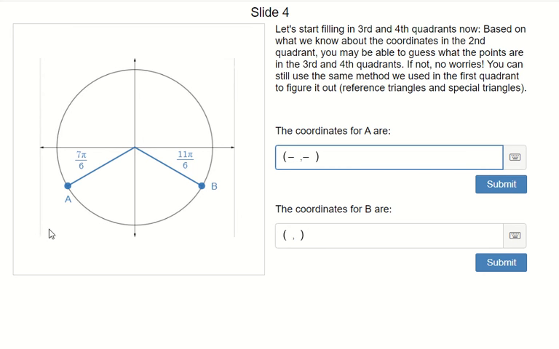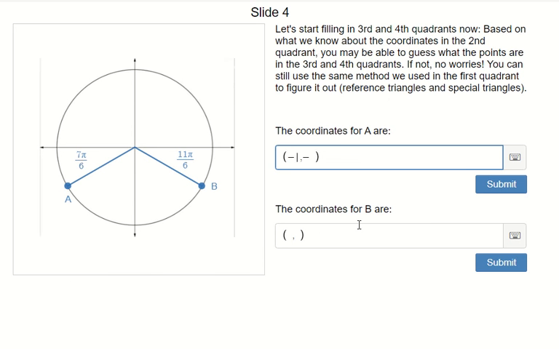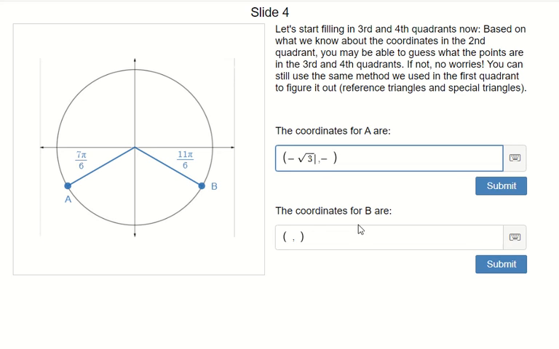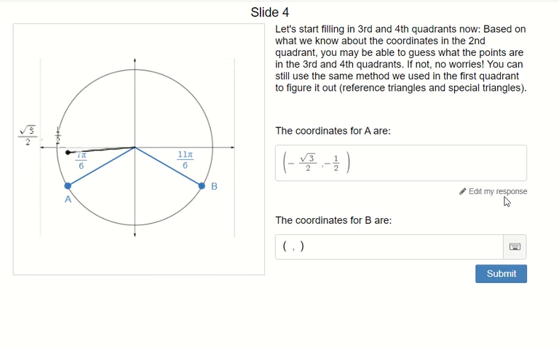And then from there, we just need to figure out what the numbers are for that 30-degree triangle, right? Well, let's just look at this and we can get them. 30-degree triangle, x is root 3 over 2, y is 1/2. So then this should just be square root of 3 over 2 and 1/2. And let's see if that works. Bingo.